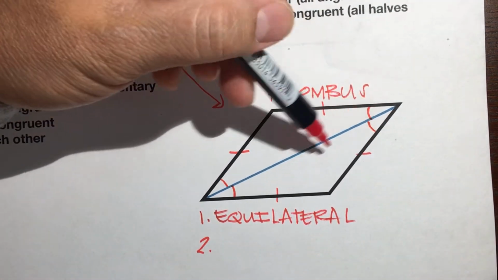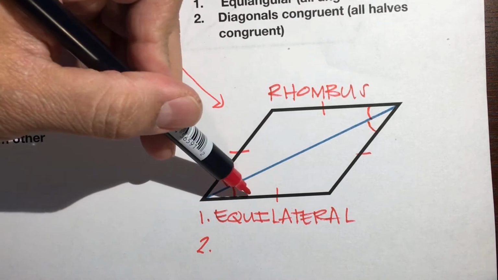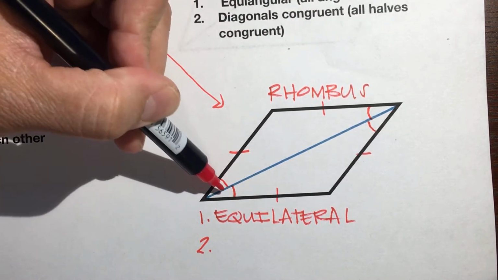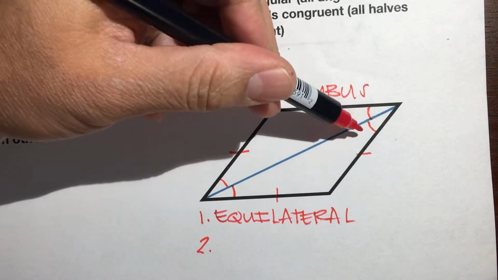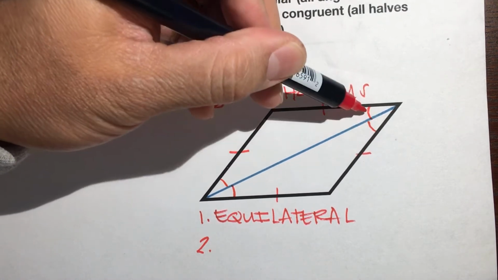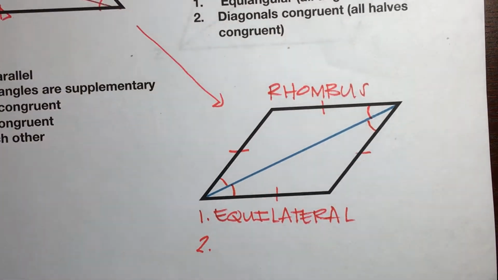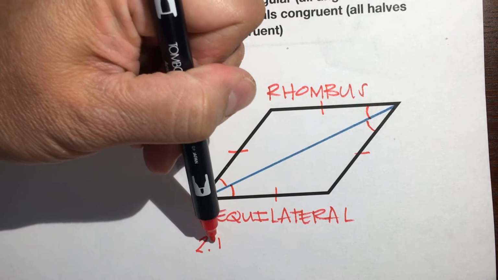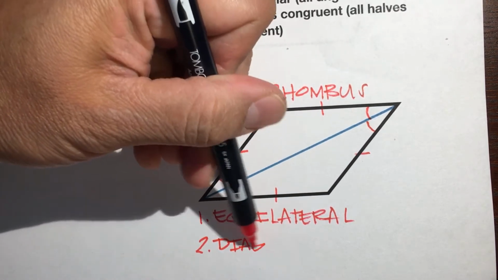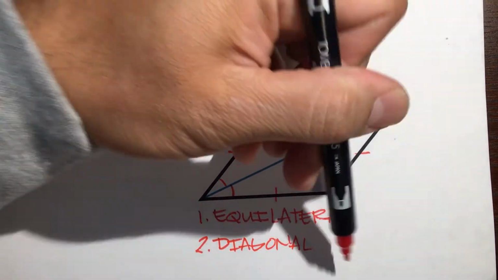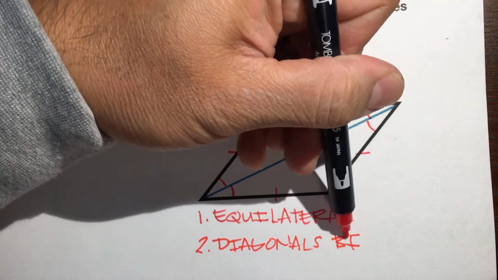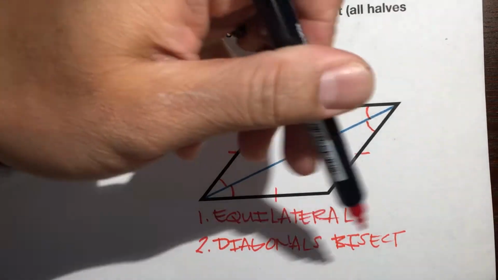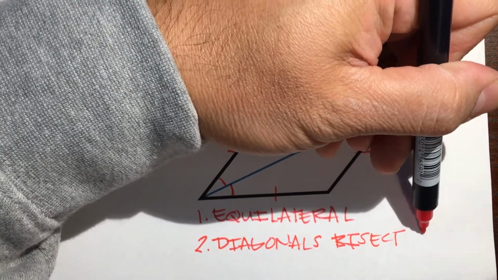So what does this diagonal do? It bisects this big angle. So here's this big angle and it cuts it into 2 equal halves, and this diagonal cuts this big angle right here into 2 equal halves. So all 4 halves are congruent. So fact number 2, diagonals bisect angles. Bisect the angles, yeah.